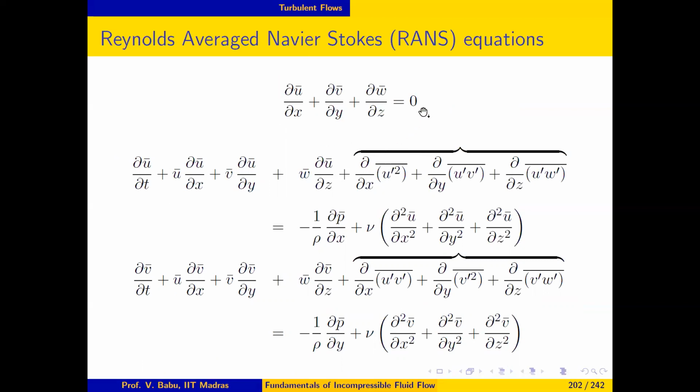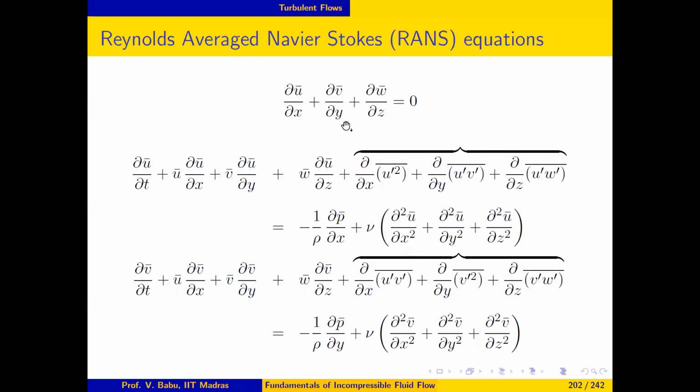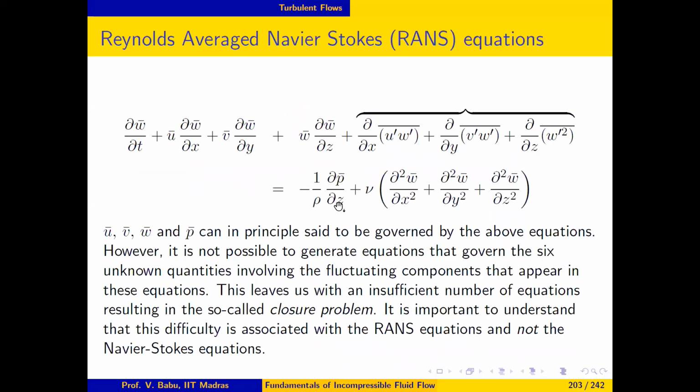So this is the continuity equation for the mean component of the flow field, continuity equation for the fluctuating component, I'm sorry, this is the momentum equation for the mean component of the flow field. This is the momentum equation for the y component of the flow field, and so on. So we end up with 4 equations, which was what we had when we started out: the continuity equation and the 3 components of the momentum equation.